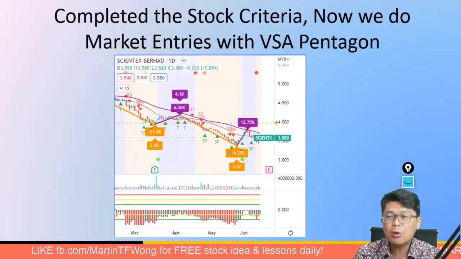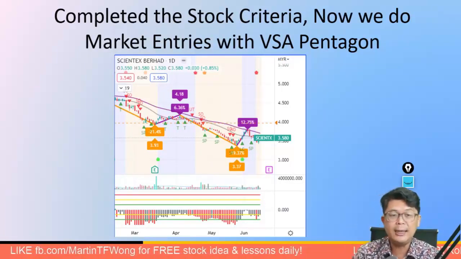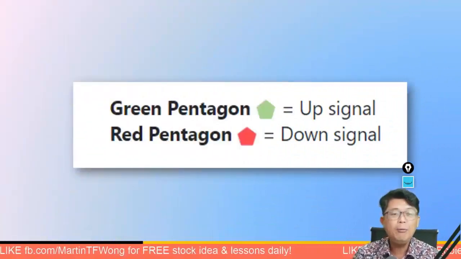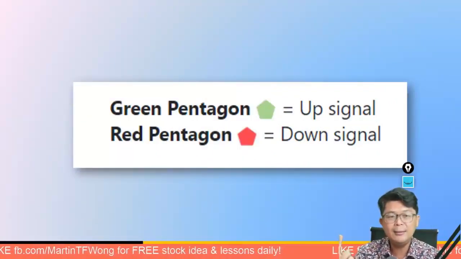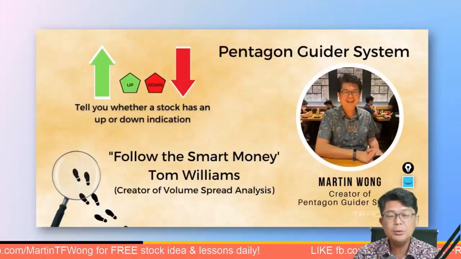Once we have completed the stock criteria, now we do the market entry. Just imagine we selected those 4 stocks here. Remember, green pentagon is an up signal, red pentagon is a down signal. That's all there is to it. Very simple to do.